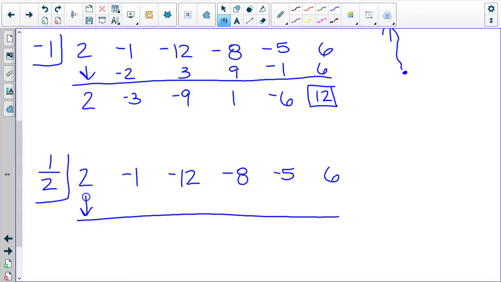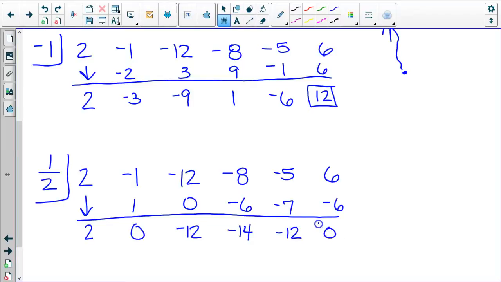All right, so bring down the 2, and half times 2. So what's half of 2? 1. Negative 1 plus 1? 0. 0 times a half is 0. Negative 12 plus 0? Negative 12. Half of negative 12? Negative 6. Negative 8 plus negative 6? Negative 14. What's half of negative 14? Negative 7. Negative 5 plus negative 7? Negative 12. What's half of negative 12? Negative 6! What just happened? We found a 0.